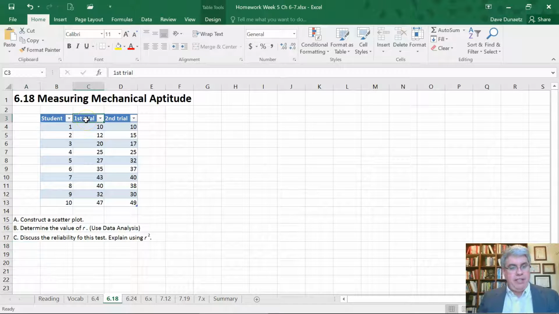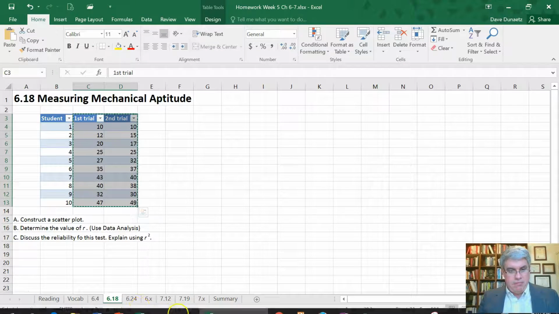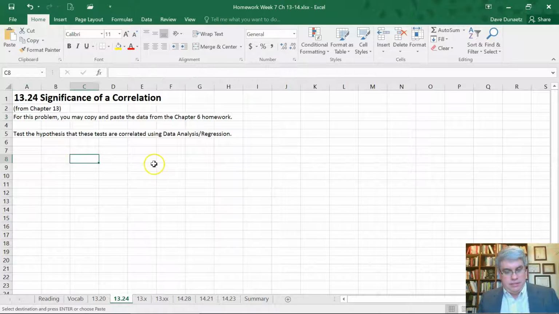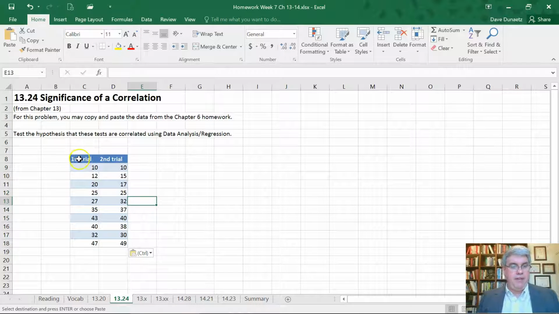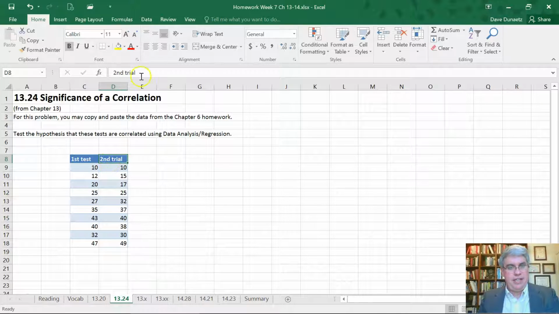And I'm going to copy the data from the two tests there. So Control C, and I'm going to go back to our homework here. Control V, and we have the first test and the second test. Let's call it first test and second test.